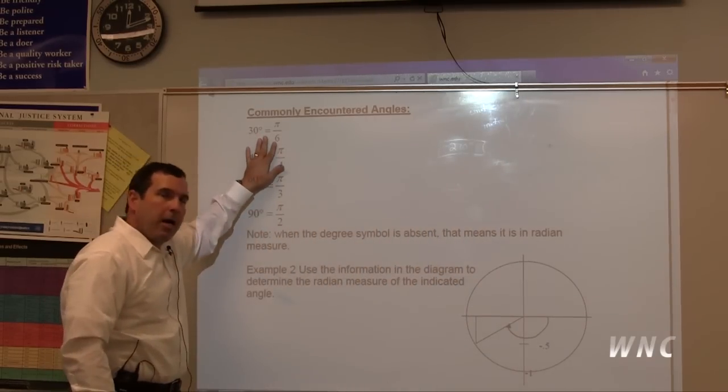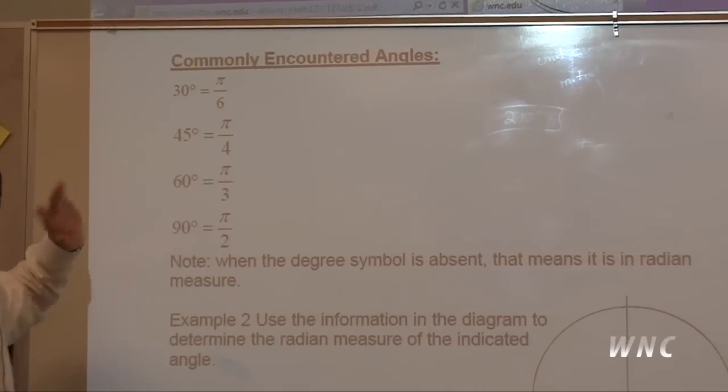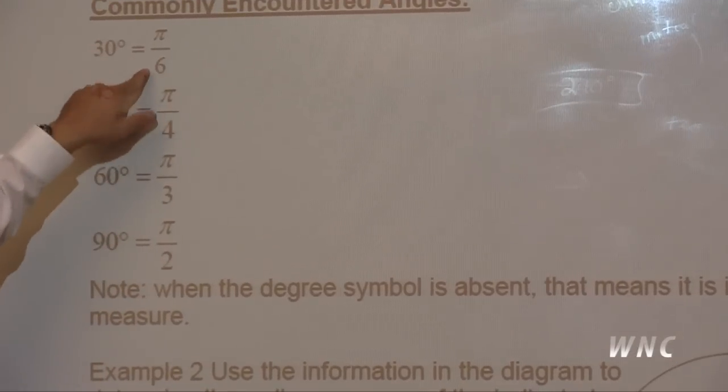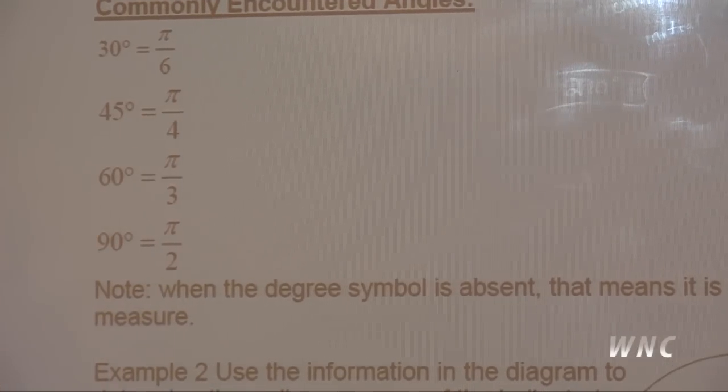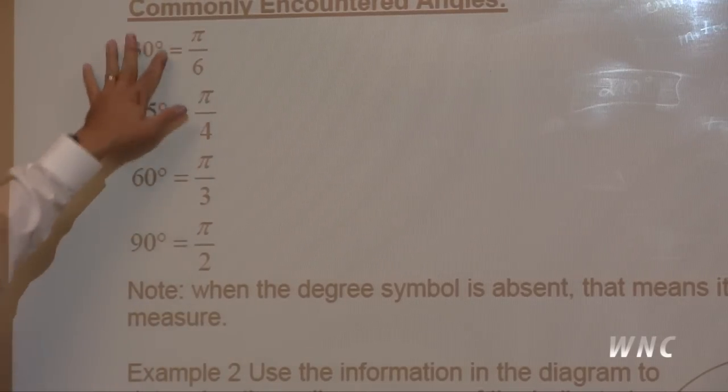30 degrees is pi over 6. These are things you want to memorize. I still have students in my calculus class, and I say, okay, what's pi over 6? And they're like, I'm not sure. I say, what's cosine of pi over 6? And we'll be getting to that. But these are things you want to memorize.